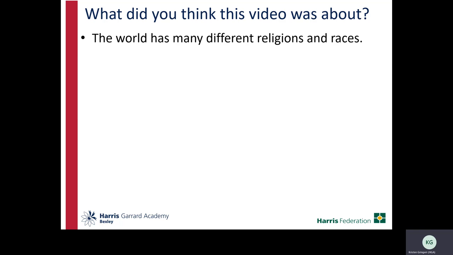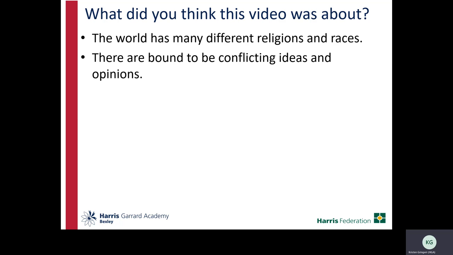So the world has many different religions and races, and there is no doubt that differences cause conflict. As soon as someone disagrees with something, that is where conflict starts. But once you accept that, it's a lot more peaceful for everyone. And you might have met people in your life who don't argue a lot, they're very passive. It doesn't mean they don't have their own opinions, but those people tend to be a lot more peaceful in life and come across a lot better.